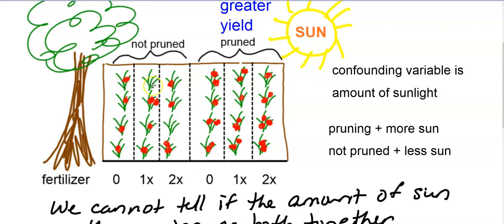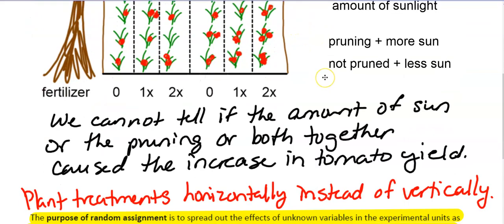But if we planted all of our treatment groups in horizontal rows instead of vertical rows, each treatment group would have a variety of sun and shaded plants. So as a group, they would have a little of every type of sunlight. So planting the treatments horizontally instead of vertically would fix the problem.